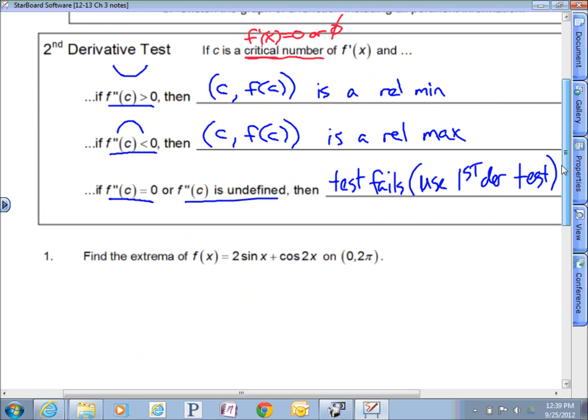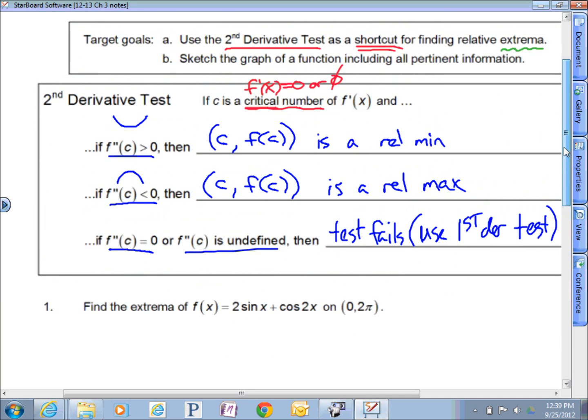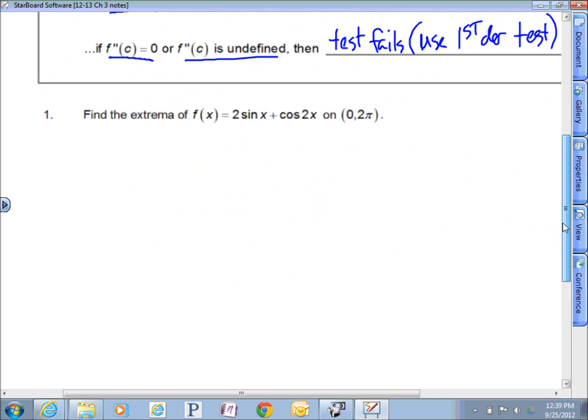So, all right, second goal here: sketch the graph of the function using all this crazy stuff. First off, we'll find some extrema. Normally we'd come up with our first derivative, find our critical numbers, come up with our intervals, all that kind of fun stuff. Well, let's try doing this with the second derivative test. The first thing I've got to have is my critical numbers of my first derivative.